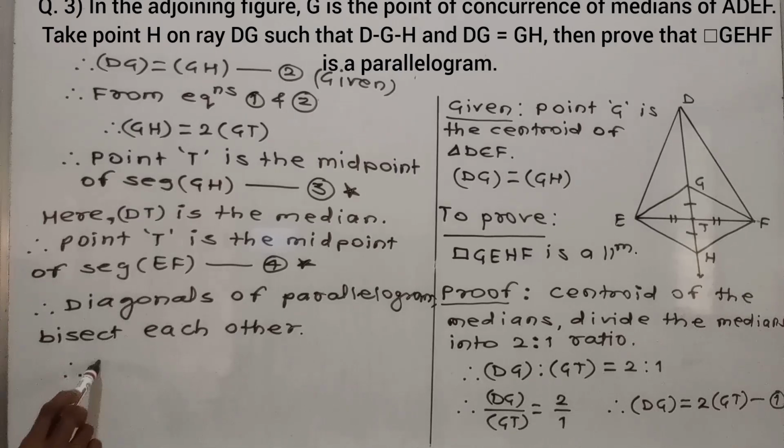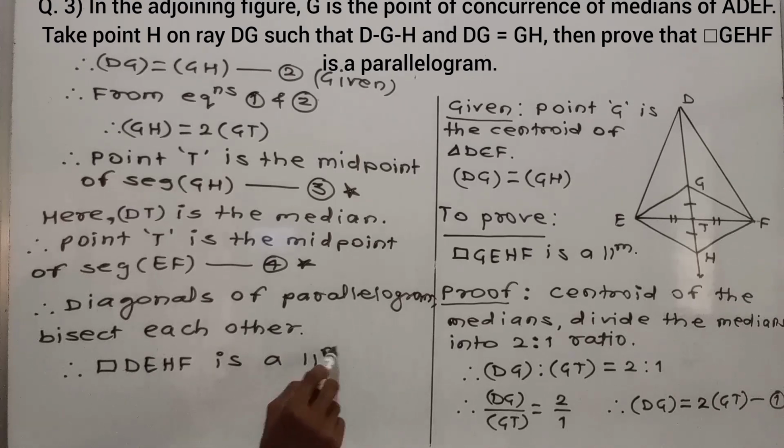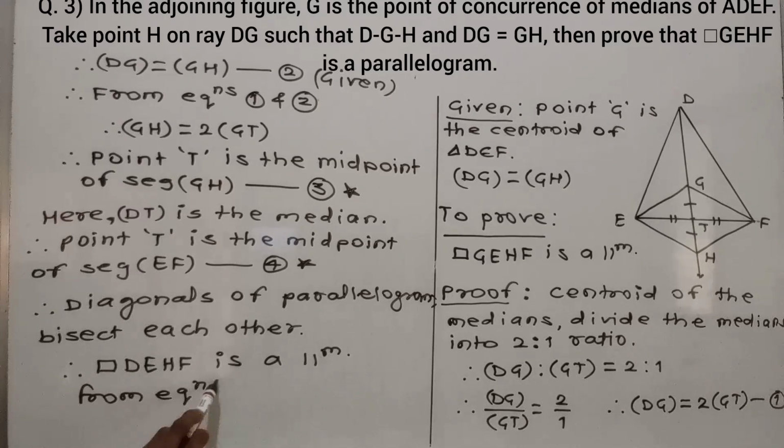Therefore, quadrilateral GEHF is a parallelogram from equations 3 and 4.